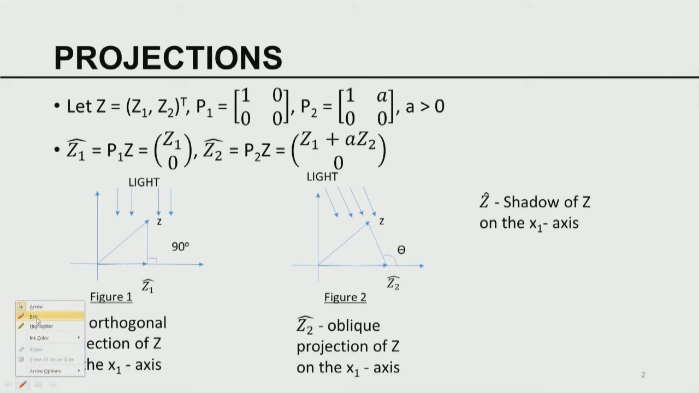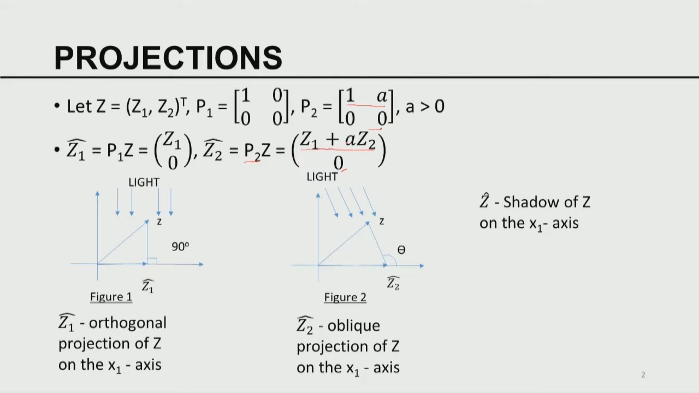On the other hand, if you consider P2 to be 1, a in the first row and 0, 0 in the second row, and apply that operator P2 on z, you get z1 plus a z2, and the second component is 0. So now you can see when a is 0, P2 becomes equal to P1. When a is not equal to 0, for example, a is greater than 0, the first component of z2 hat is z1 plus a times z2. z1 is the first component of z, z2 is the second component of z, a is positive, so the shadow is longer. So you can think of projection as a geometric operation.